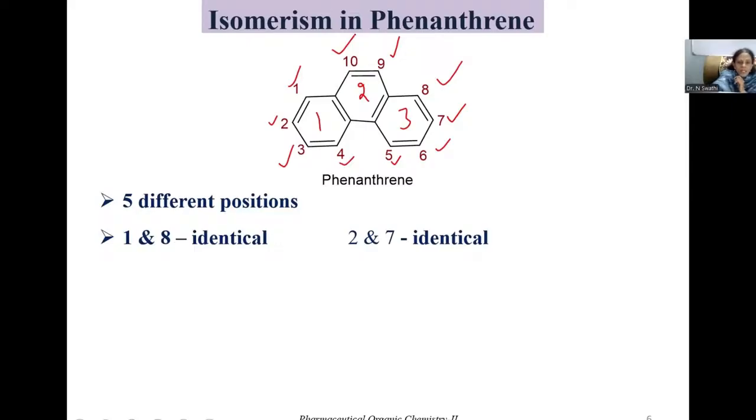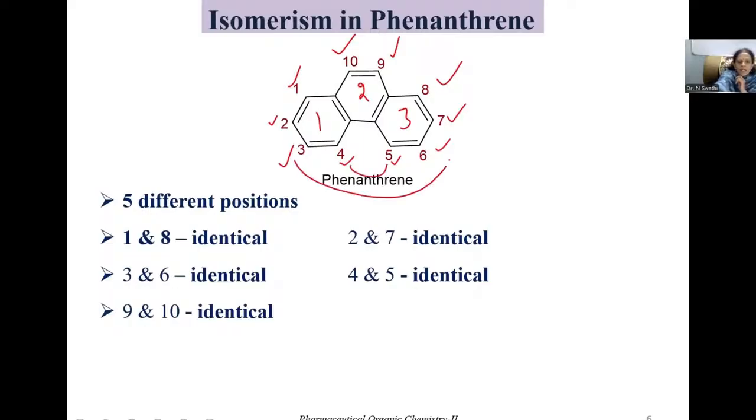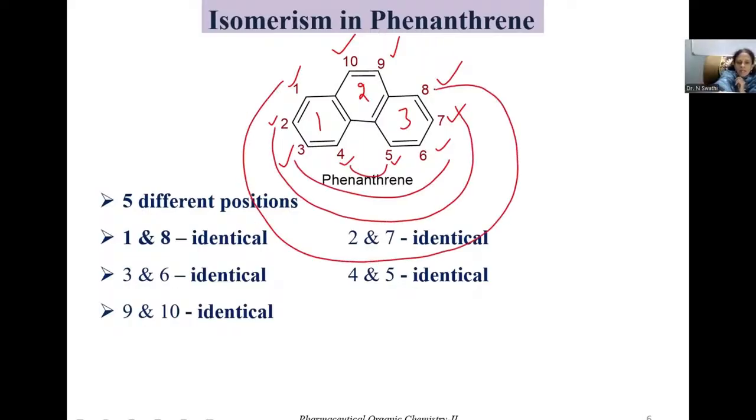So 1 and 8 are identical, 2 and 7 are identical, 3 and 6 are identical, and 4 and 5 are identical. And finally 9 and 10 are identical. So total 5 different positions are there in the structure of phenanthrene. So you can remember it like this.